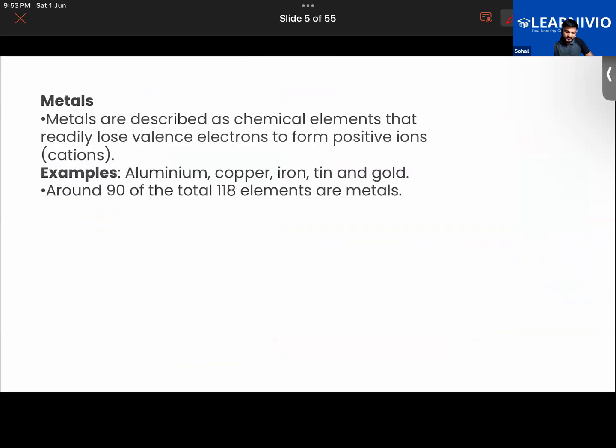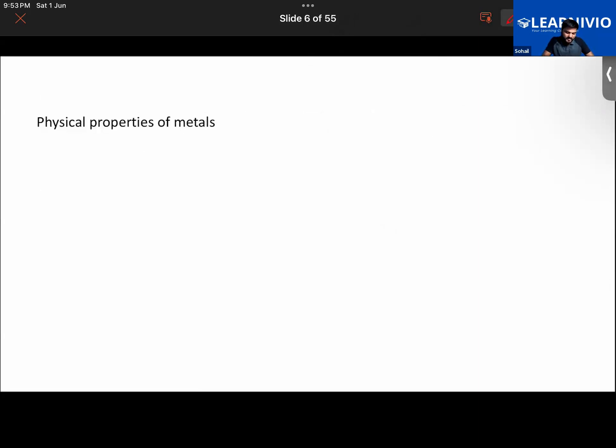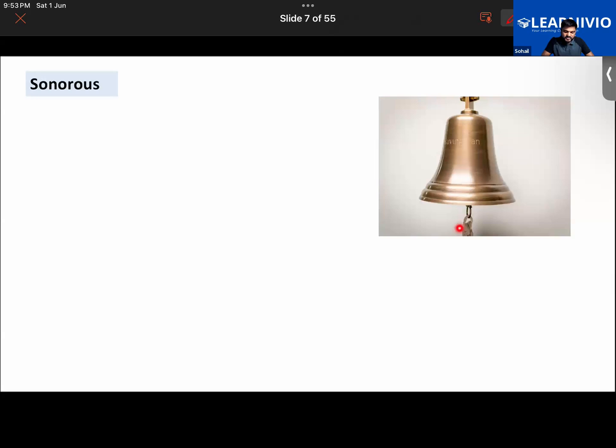First of all, we are going to learn about the physical properties of metals. What are the physical properties of metals? First, metals are sonorous. Like when you go to a temple and ring the bell, it will produce a sound. So metals are said to produce sound.